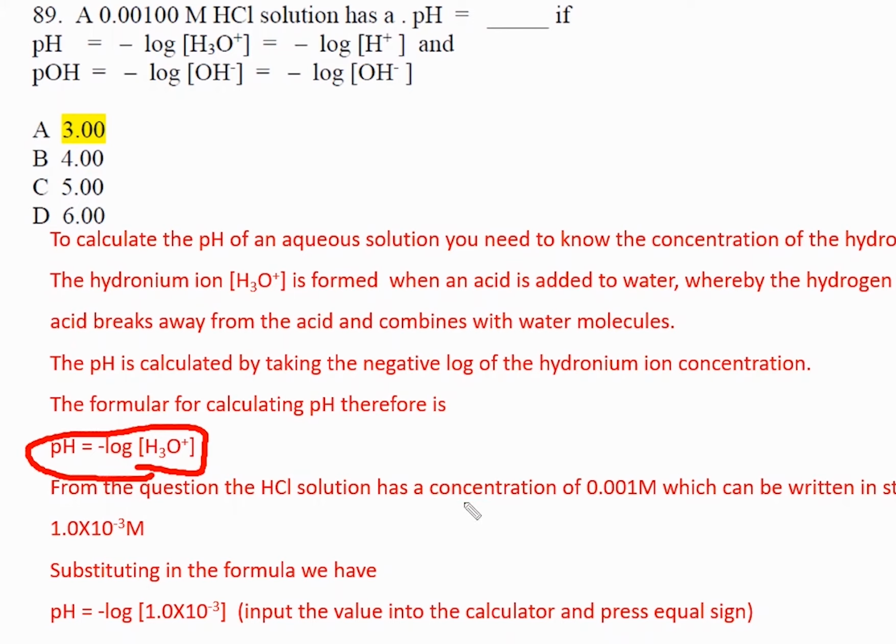From the question, the hydrochloric acid solution has a concentration of 0.001 molar, which can be written in standard form as 1.0 times 10 power negative 3 M. Substituting in the formula, we have pH is equal to negative log 1.0 times 10 power negative 3, and when you put this in the calculator, you're going to get the answer as the pH of 3. So that's our answer up there.